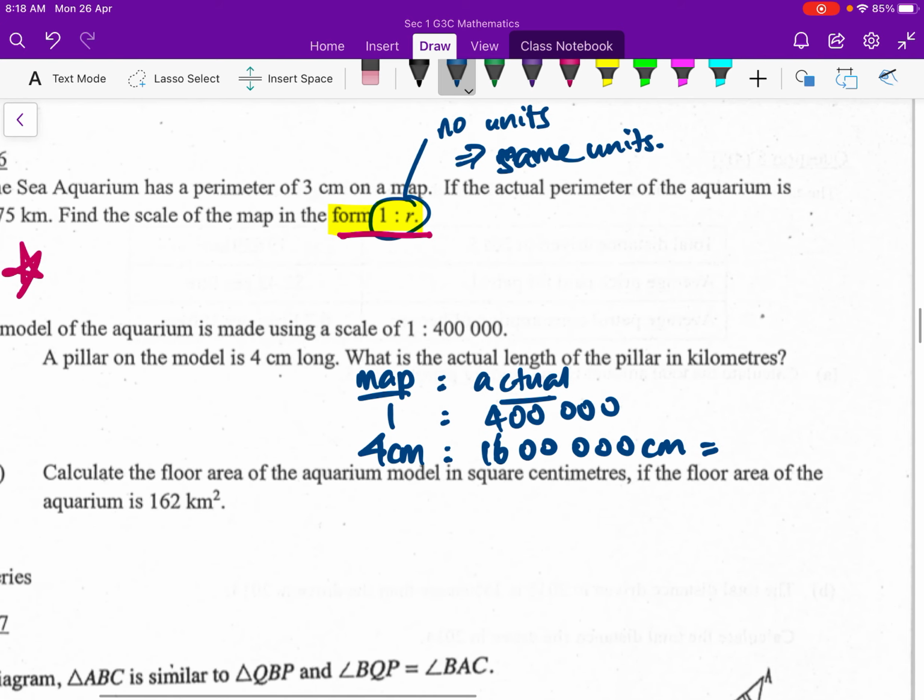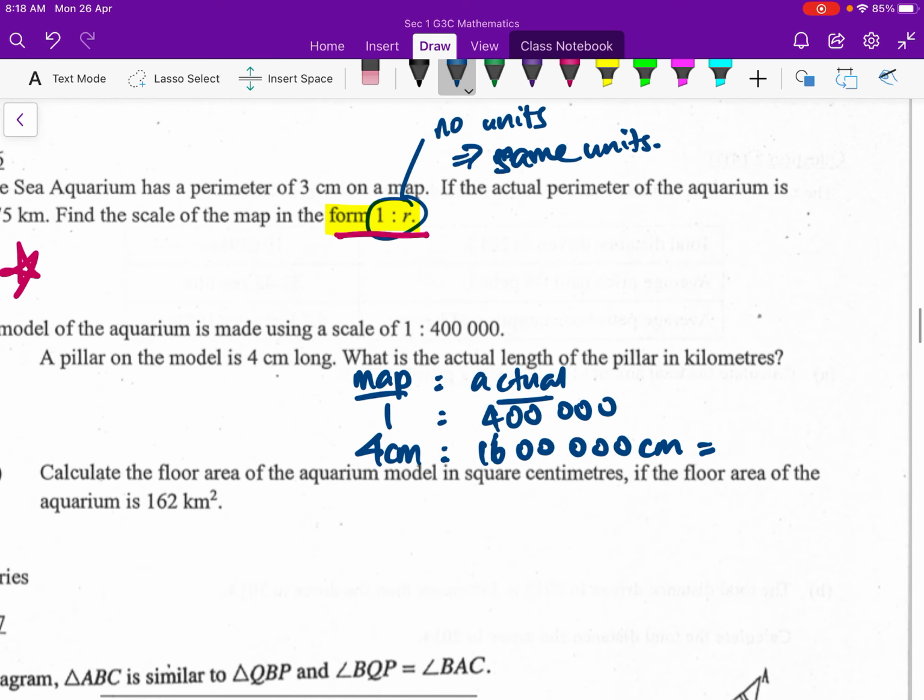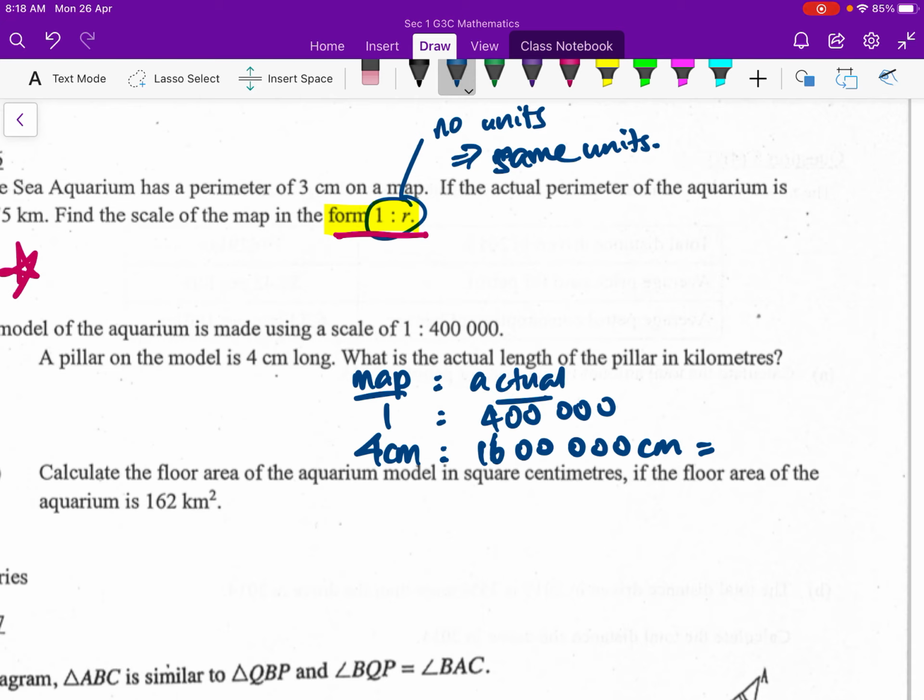4 cm times 4, 16, 1, 2, 1, 2, 3. So what's the actual length? What do you get? 16 what? 16 km. You know what? I'm stunned. The mathematics tells me it's 16 kilometers. Have you seen a pillar that is 16 kilometers long?